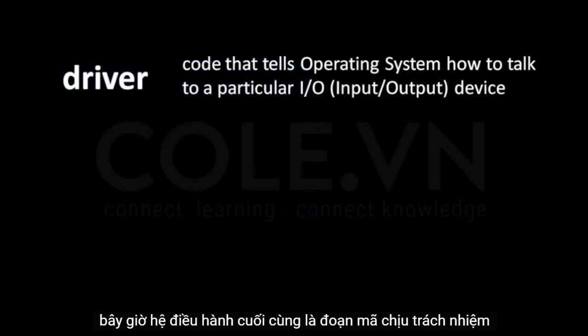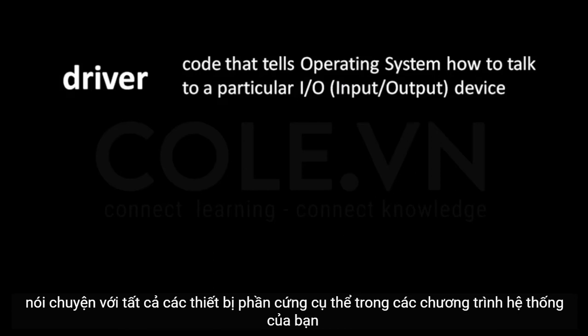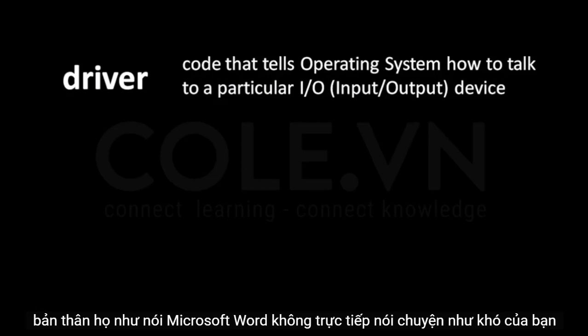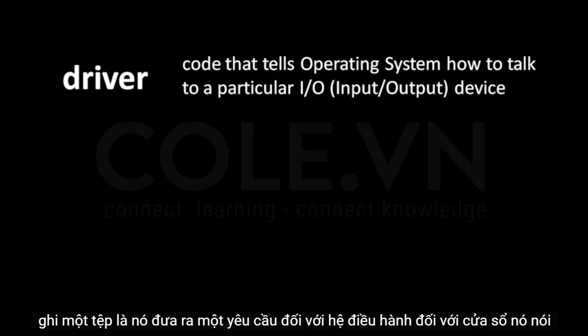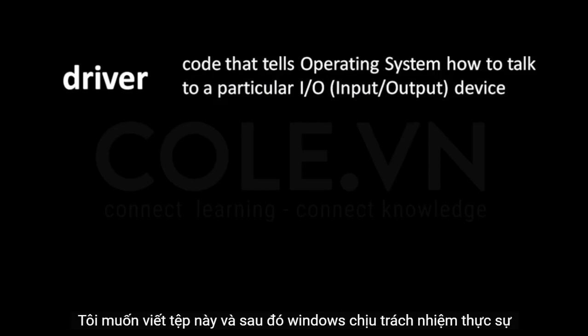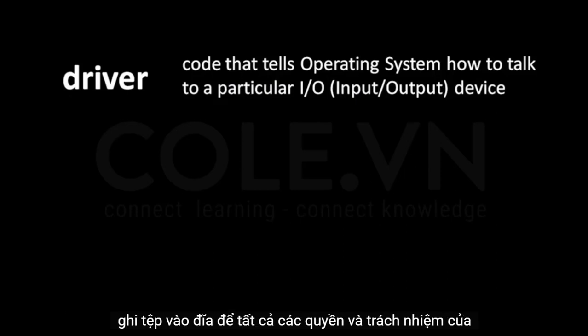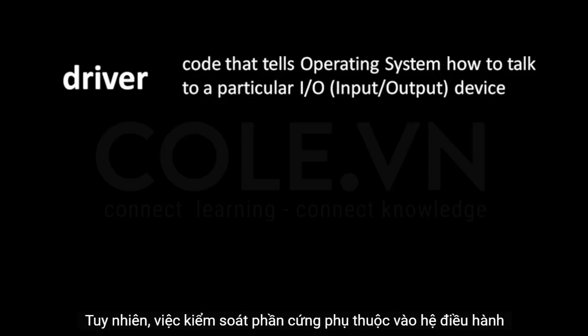Now, the operating system is ultimately the piece of code responsible for talking to all of the particular hardware devices in your system. Programs themselves, like say Microsoft Word, do not directly talk to your hard drive. What's really going on is that when Microsoft Word wants to write a file, it makes a request to the operating system, to Windows. It says, I want to write this file, and then Windows is responsible for actually writing the file onto the disk. So all the responsibility of controlling the hardware is left up to the operating system.